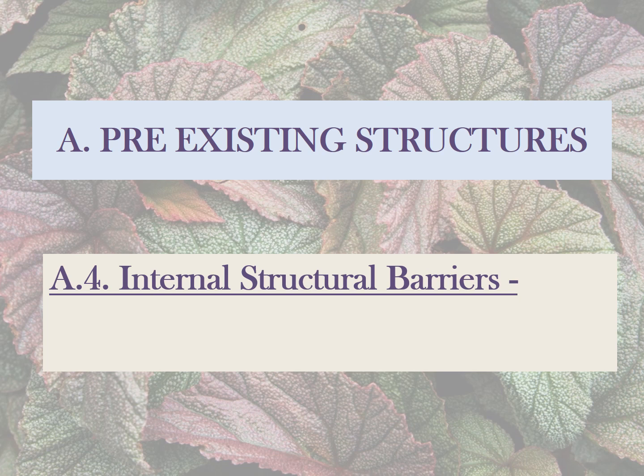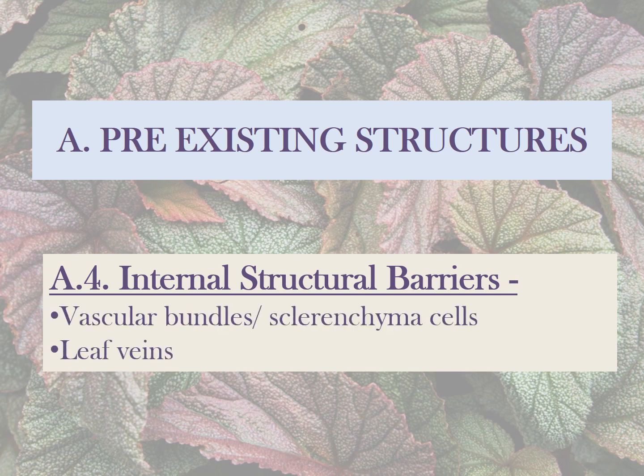The fourth and the last pre-existing structural barrier is the internal structural barriers. Now this includes the vascular bundles or the sclerenchyma, extended areas of sclerenchyma cells. It has been seen that in the stems of cereal crops, this vascular bundle and the extended sclerenchyma cell tissue which is present there prevents the further progress of pathogen, especially rust fungi. So if they are present internally, that prevents the entry of the pathogen.